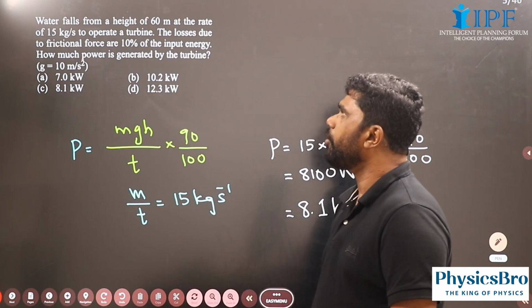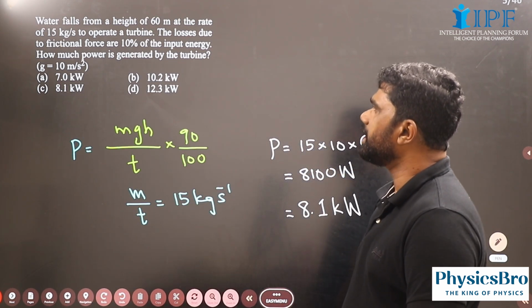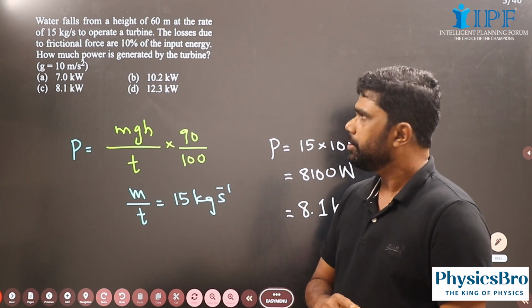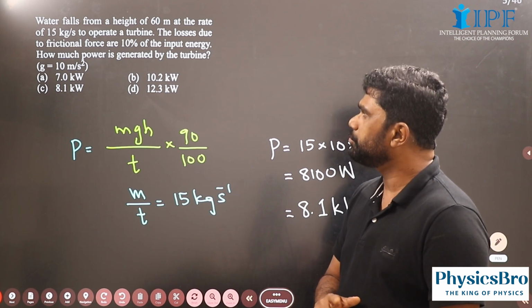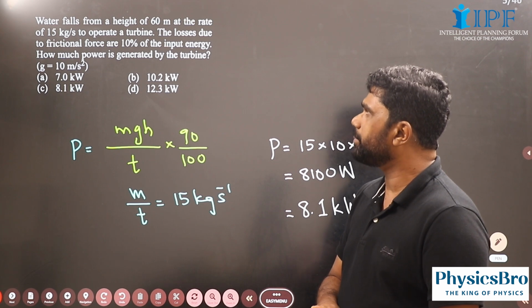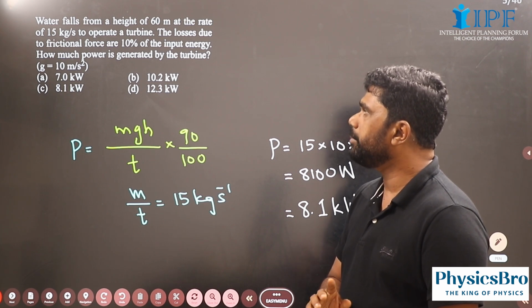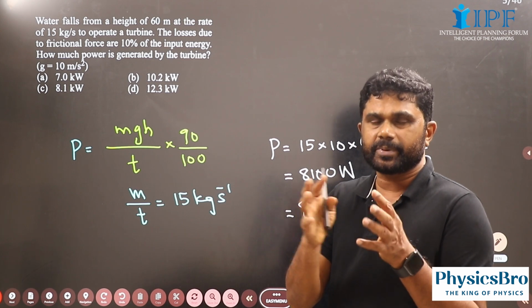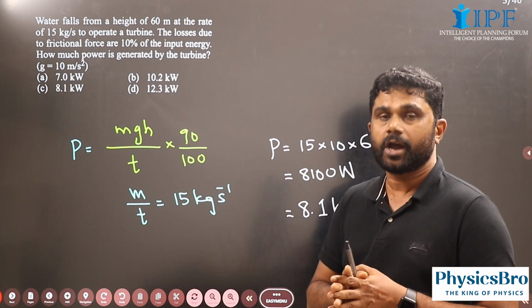Here, water falls from a height of 60 meter at the rate of 15 kilogram per second to operate a turbine. The losses due to frictional forces are 10% of the input energy. How much power is generated? So only 90% will be generated output.